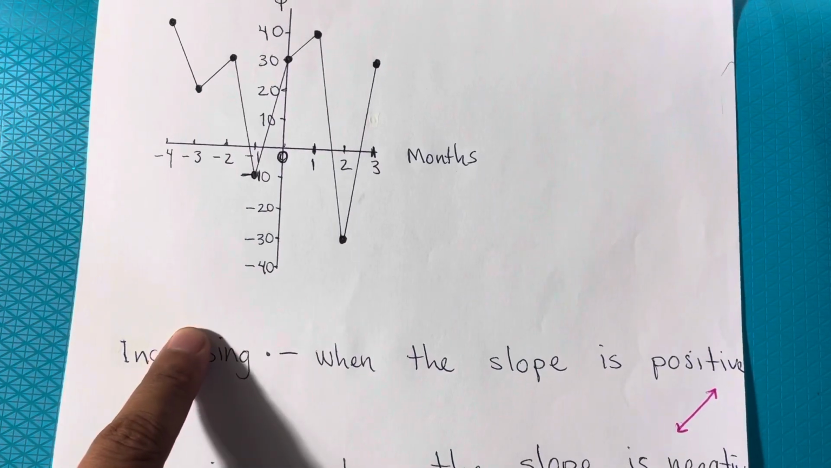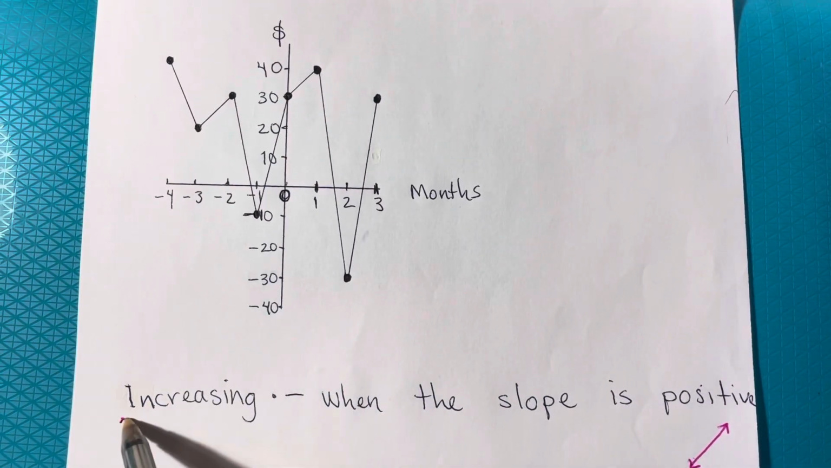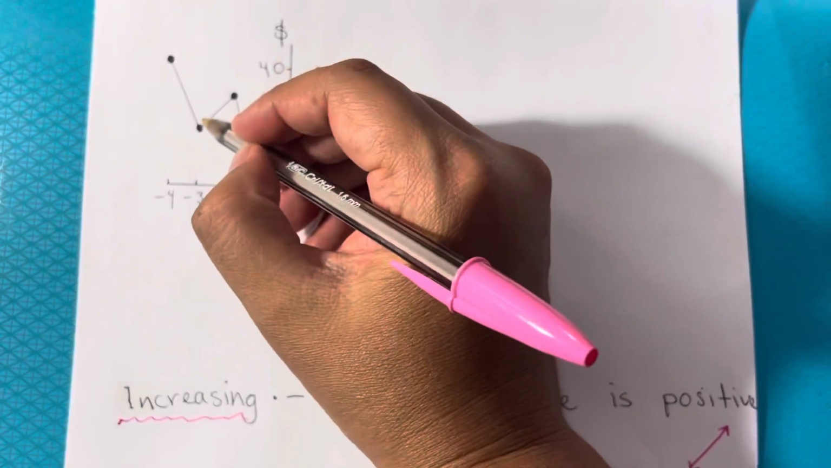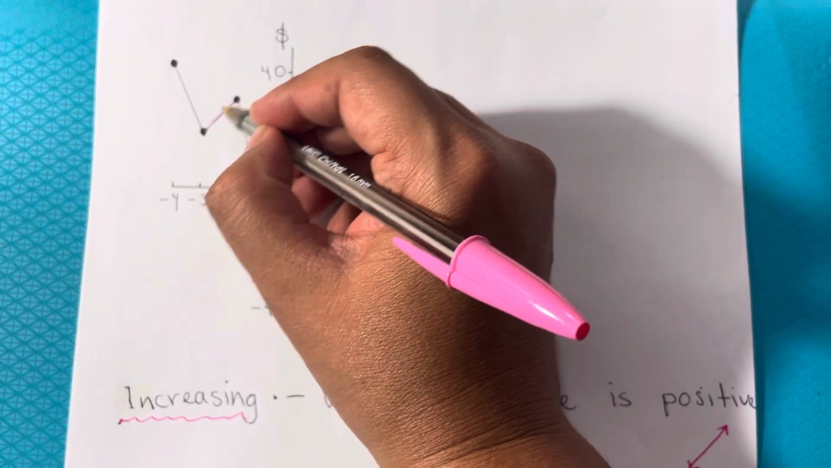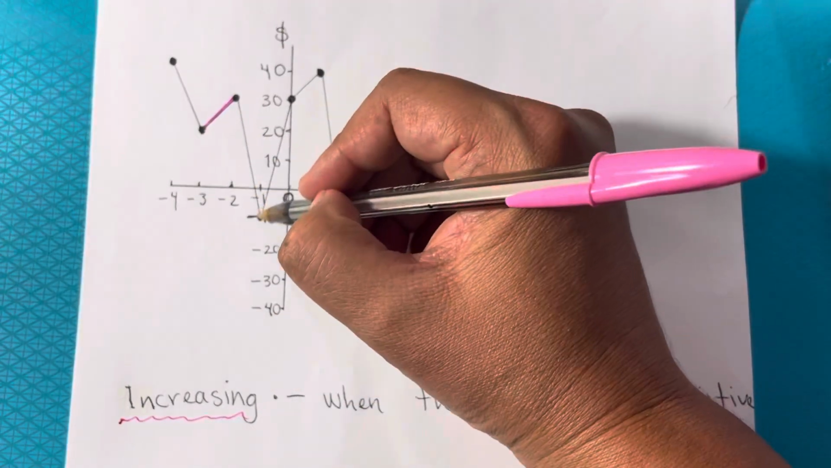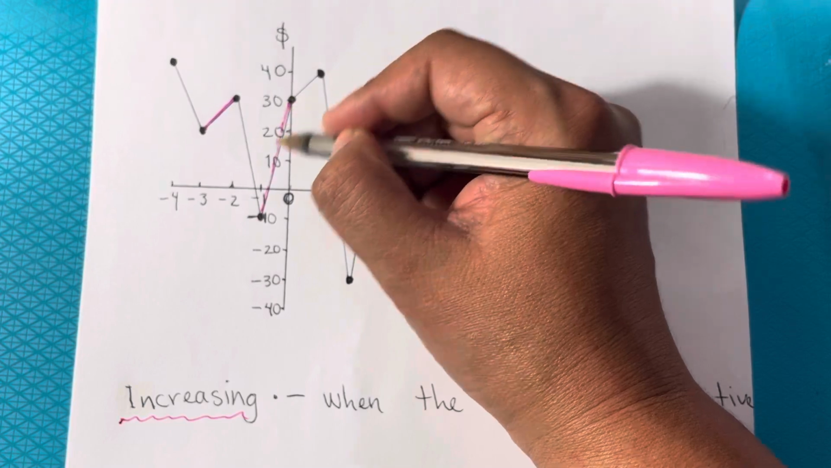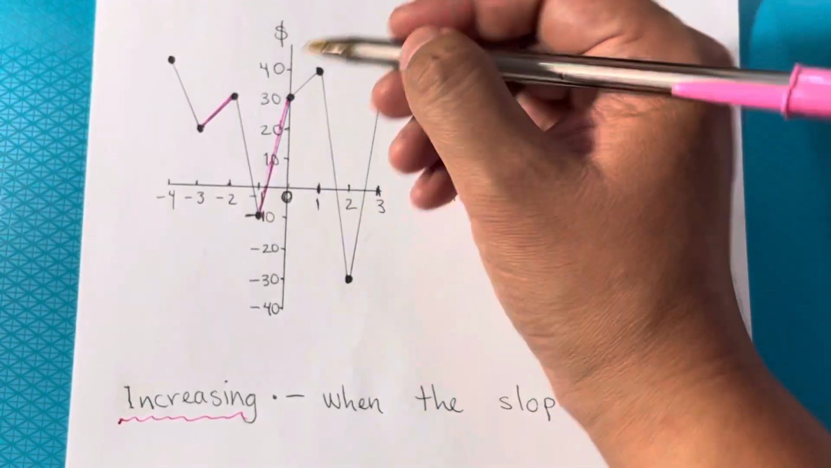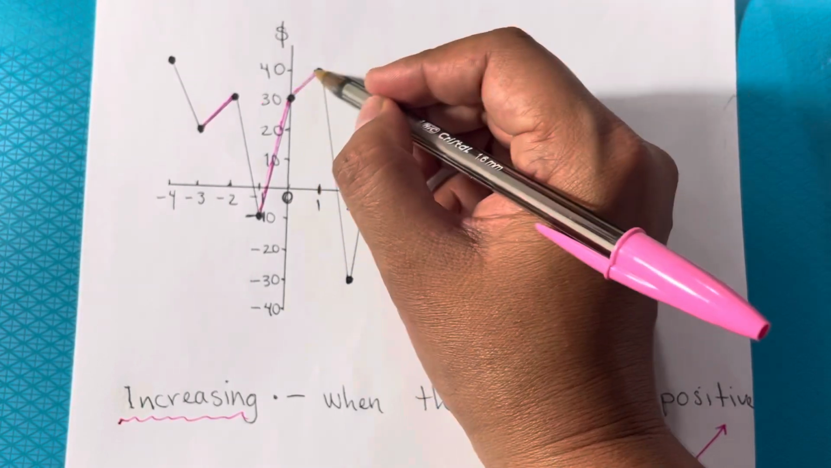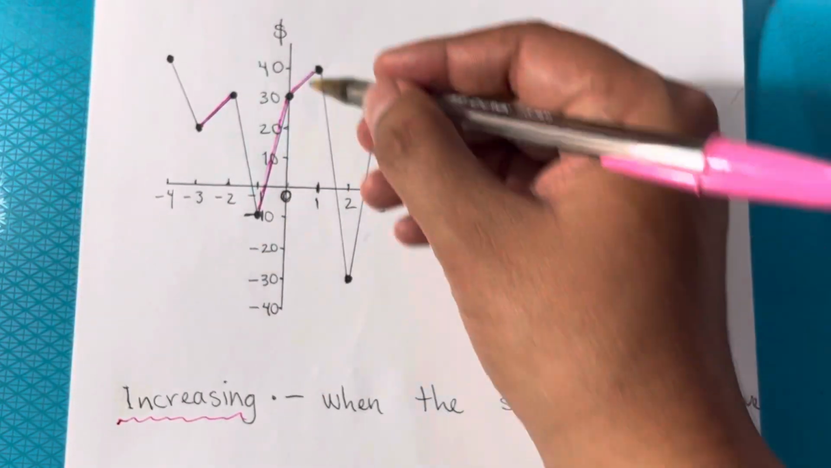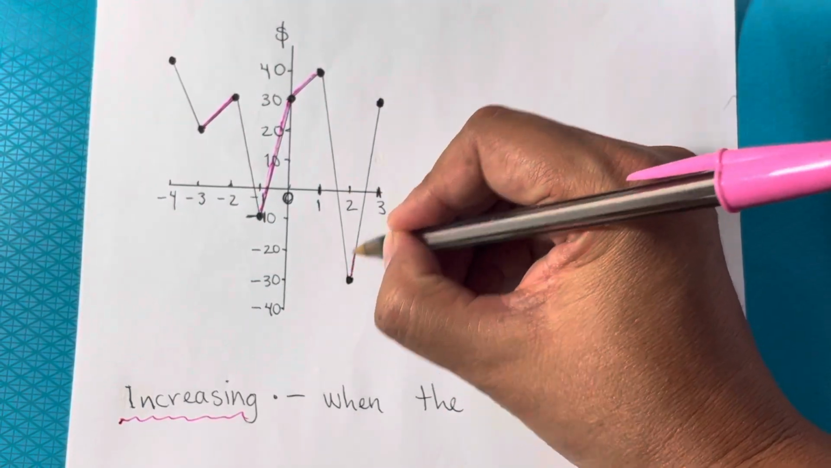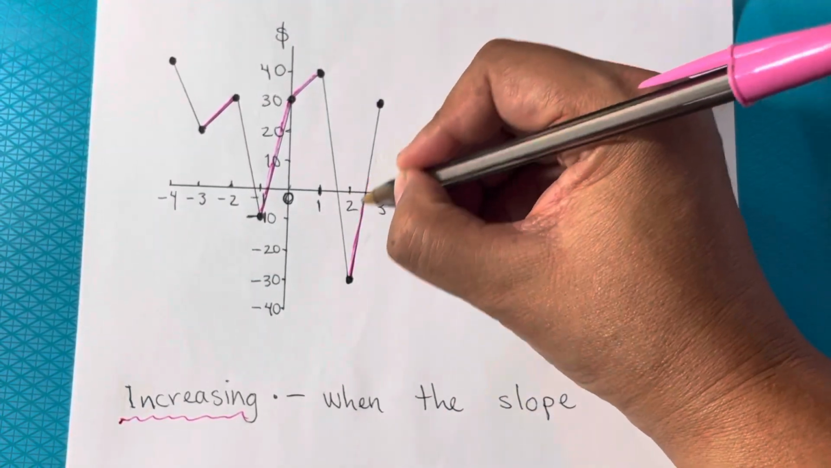For the increasing section, what I recommend is just underline it with a color and then color it to identify it easier. So I noticed that the slope is positive in here. Also in this section right here is positive. In here, it's not. It's going down, from left to right. In here, it's going up as well, so it's positive. This one is going down. And then this one is going up again. So those are the sections that are increasing.